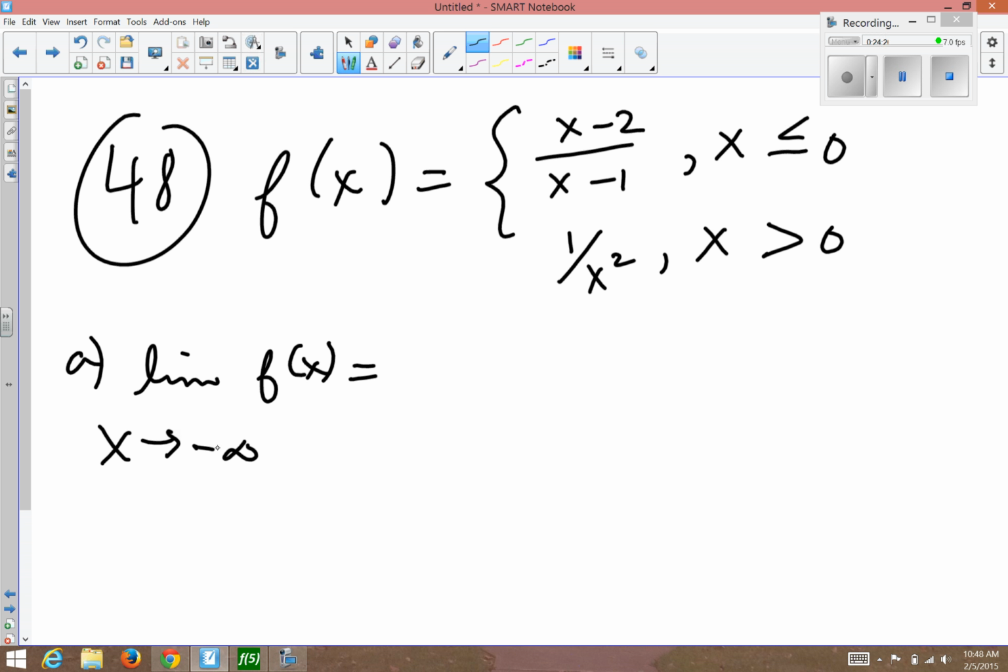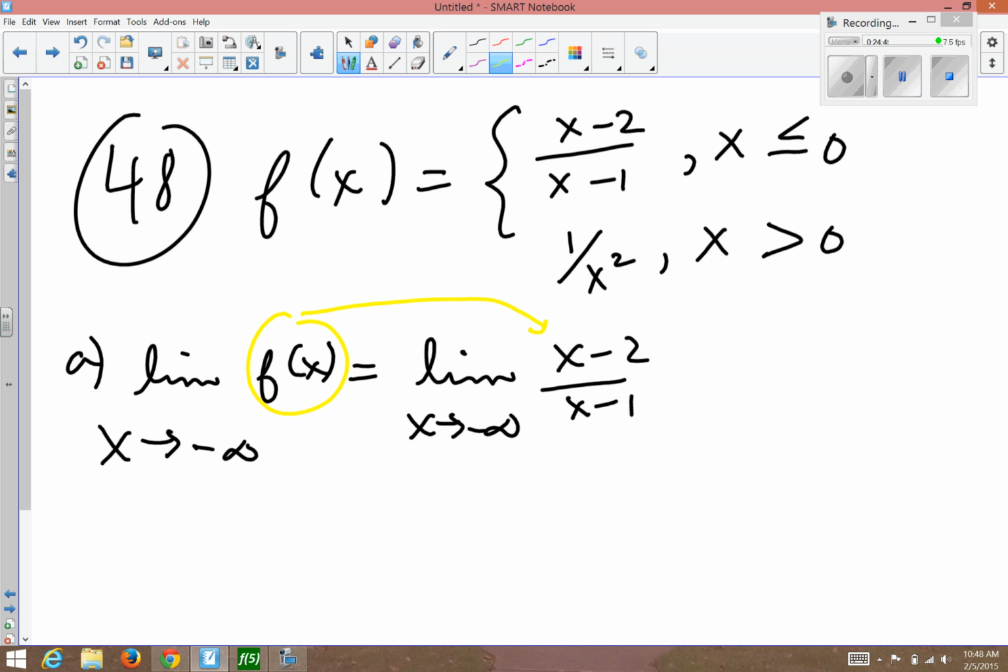If x is negative infinity, like negative 100, negative 1,000,000, f of x is which piece here? Well, it's this one, because this is what f of x is up here, if x is less than 0. So numbers like negative 1,000,000 are less than 0. So we rewrite the question, the limit of x minus 2 over x minus 1, as x approaches negative infinity. We're just replacing the f of x with the correct piece, deciding which piece based on this.